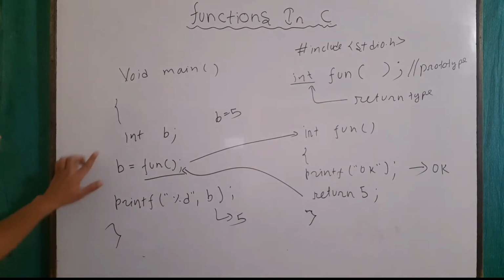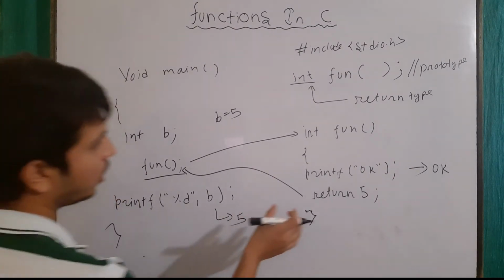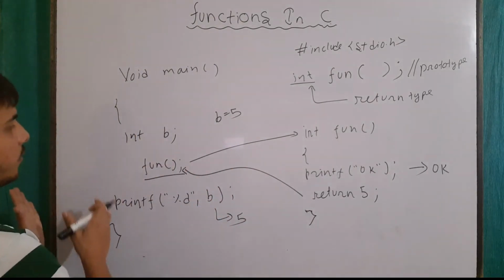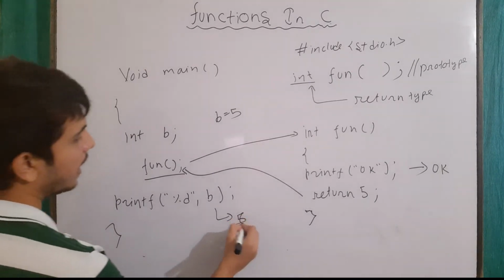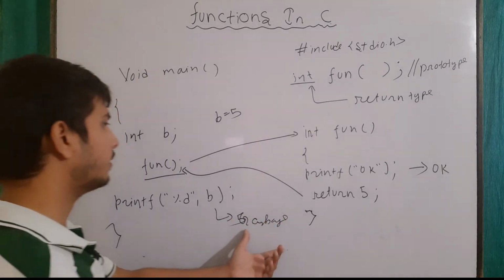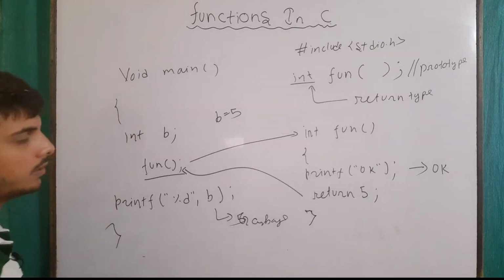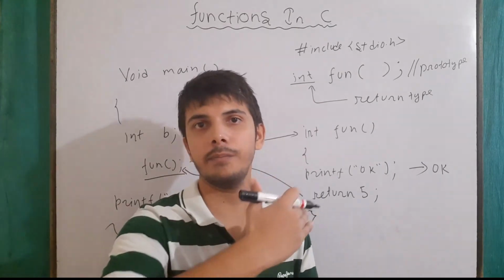Now let's say I am not assigning it to anything. Although it will return 5, it is not assigned to anything, so nothing is happening here. So our output here will be garbage; we don't know what it will be, some random value will be given here. So this is the meaning of the return type: what the function is going to return back to our main function.